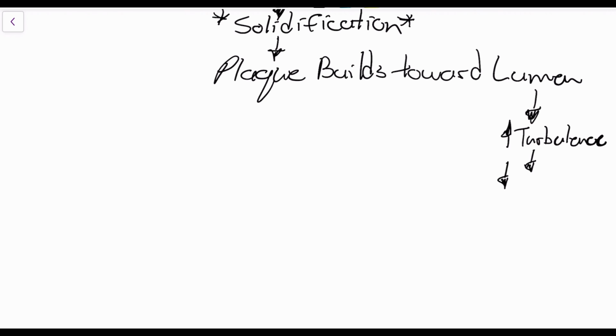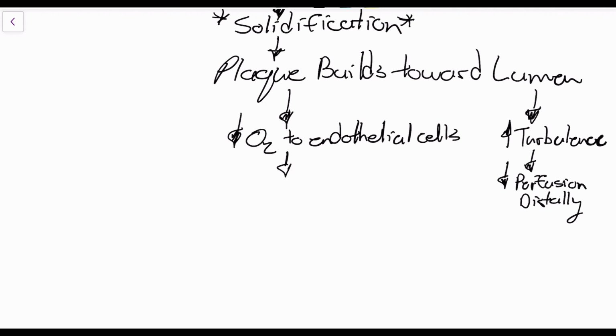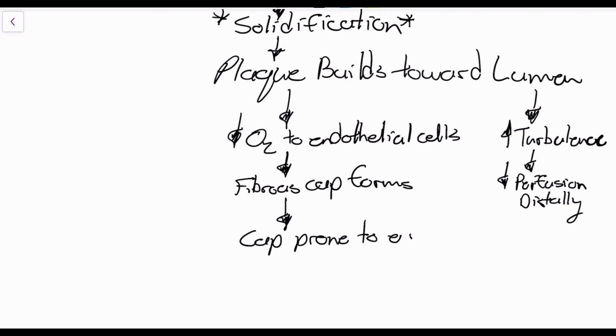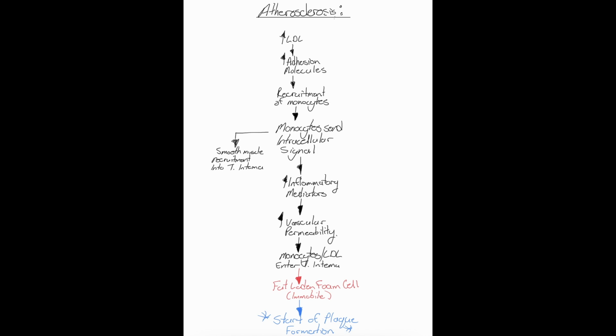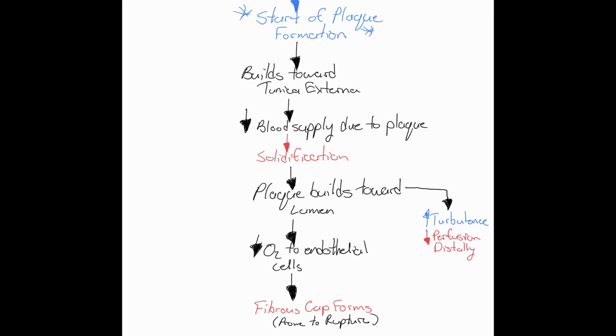There is also a notable decrease in the oxygen supply to the endothelial cells at this time. At this point, the fibrous cap forms and it is prone to rupture, especially with the turbulent blood flow. Just a quick recap on the pathophysiology of atherosclerosis. You can pause your screen at this time if you wish.